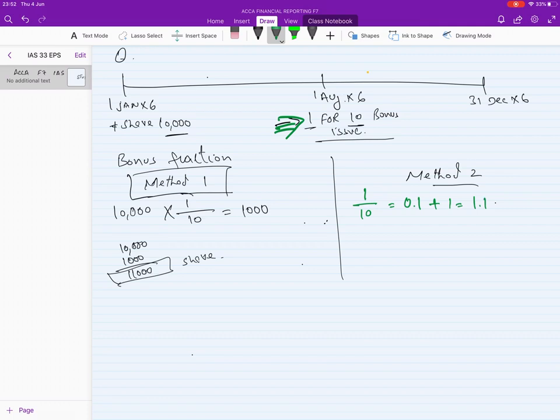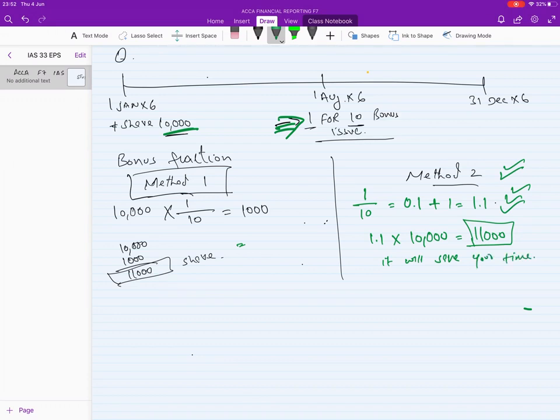If you take it as a percentage, this is your 10%, and just add 100% to it, so you get 1.1. If you multiply this fraction 1.1 by how many shares you were having before, 10,000, you get 11,000. The adjustment will be done automatically. So this way is more quicker than the other. In the exam do this, it will save your time.